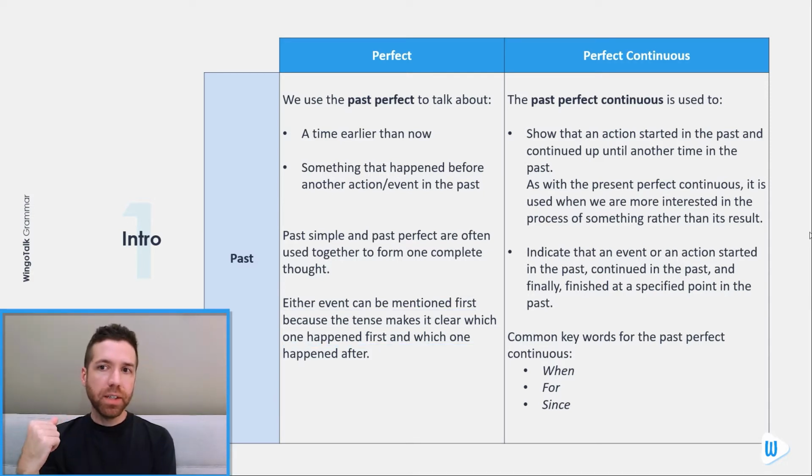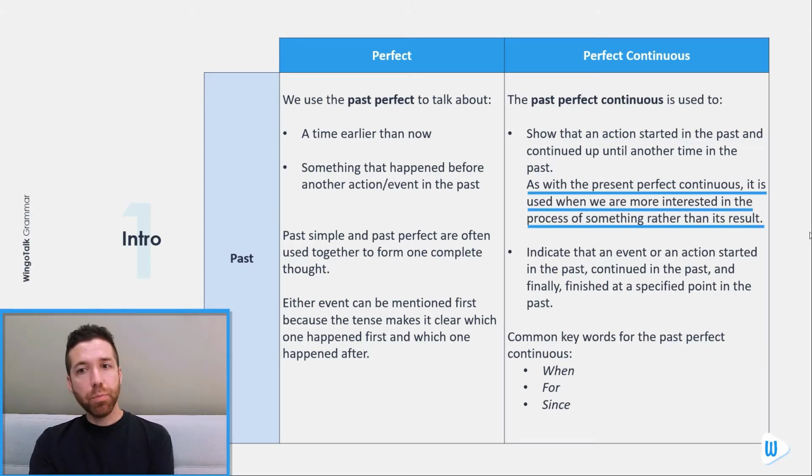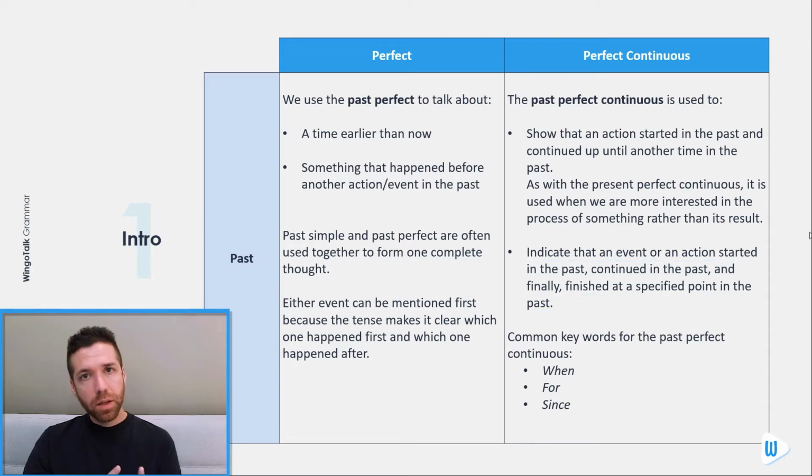The past perfect continuous is used to show that an action started in the past and continued up until another time in the past. As with the present perfect continuous, it is used when we are more interested in the process of something rather than its result. We use it to indicate that an event or an action started in the past, continued in the past, and finally finished at a specified point in the past. Common keywords for the past perfect continuous: when, for, since.